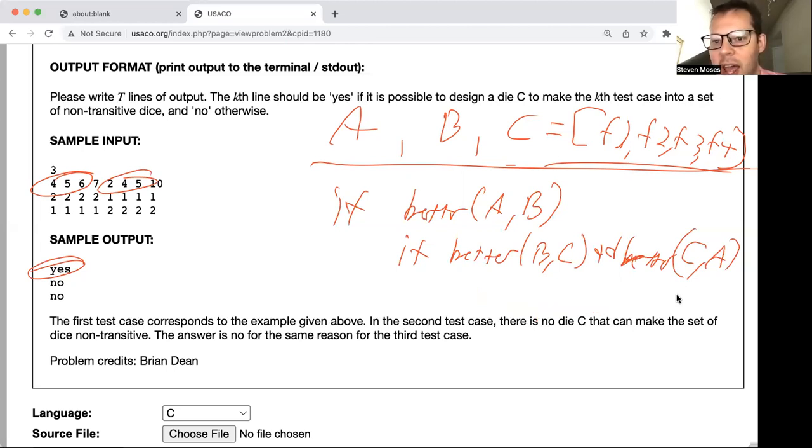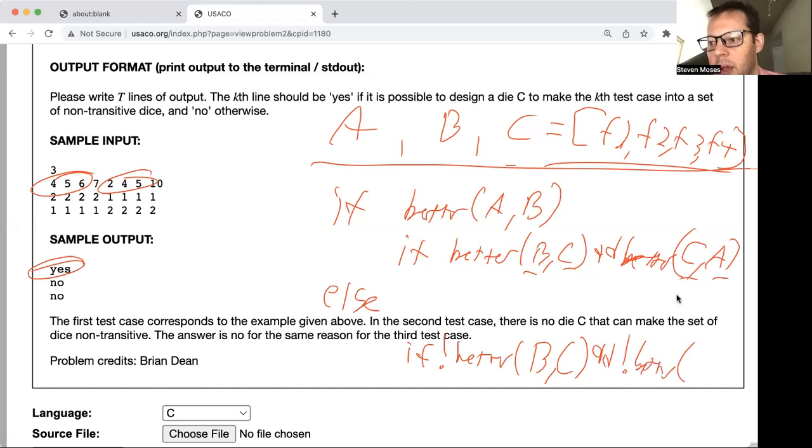So if it is the case that A is better than B, then we want to make sure that B is better than C and C is better than A. And if so, we output yes. And if not, we just keep looping around. On the other hand, if it's not the case that A is better than B, that implies that B is better than A. So then in your else, you're checking to see if not better B, C, and not better C, A. Or you could just reverse the order and say better C, comma B, and better A, comma C. Then again, you want to print yes to the console, and then return.